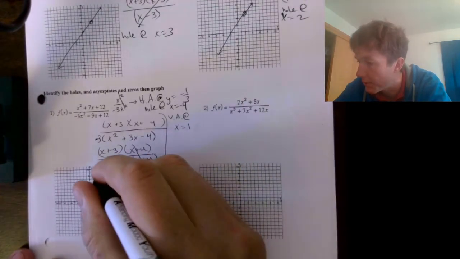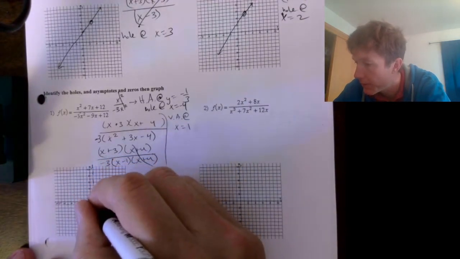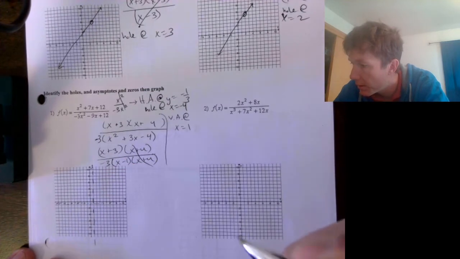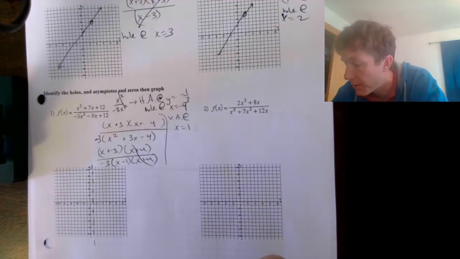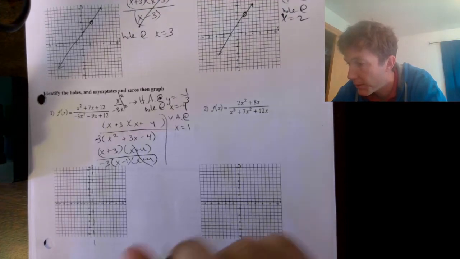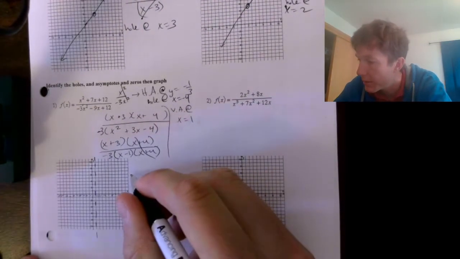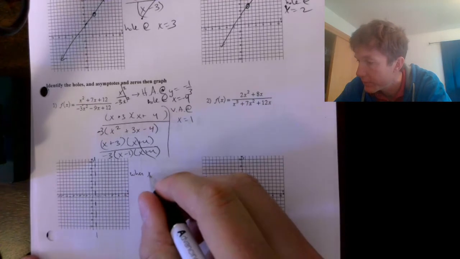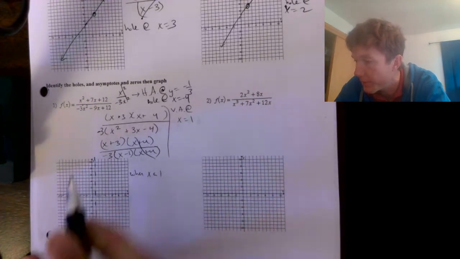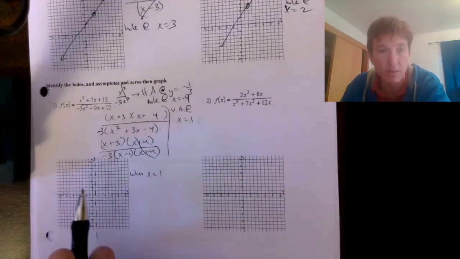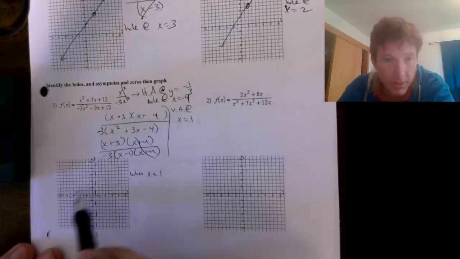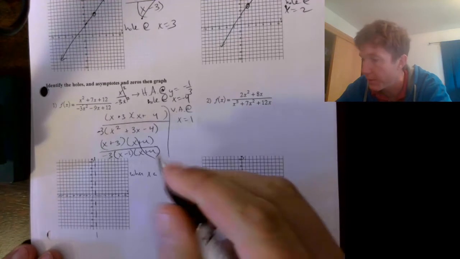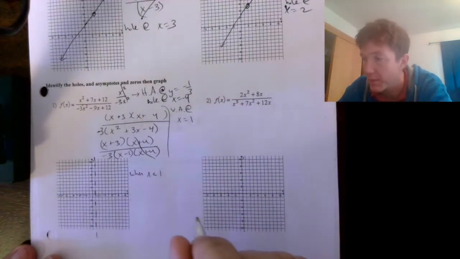So I'll go ahead and plot the vertical asymptote. And my hole, I don't know where that's going to be yet. Okay, so we need to go ahead and graph this. So when x is less than 1, so when it's on this side of the asymptote, is its nature going to be positive or negative? Okay, so let's plug in 0 and see what happens.